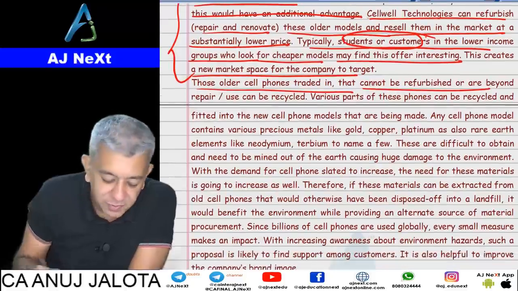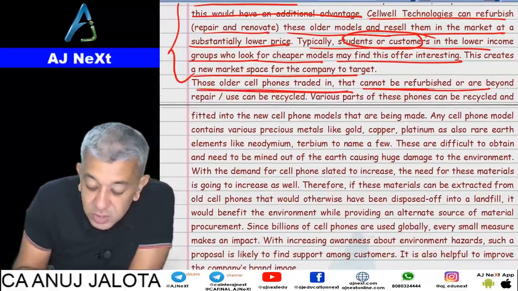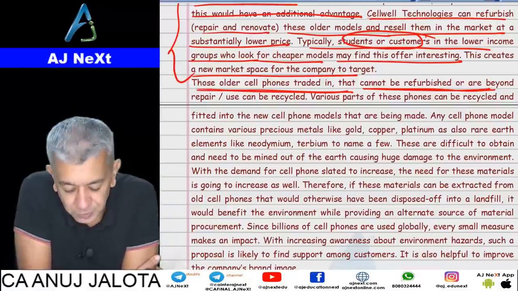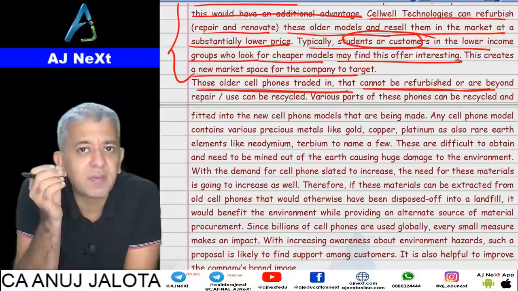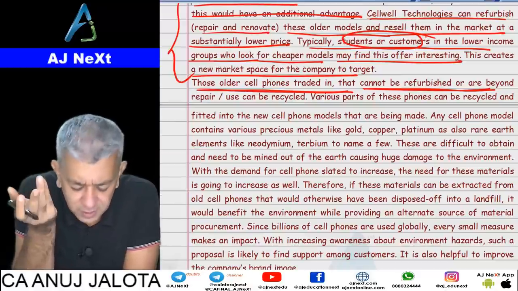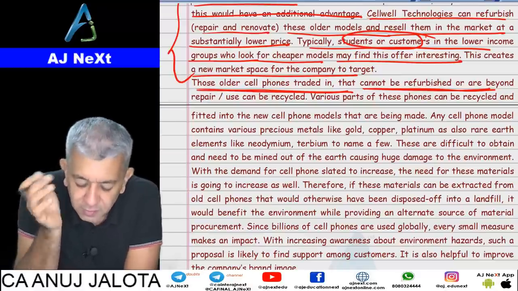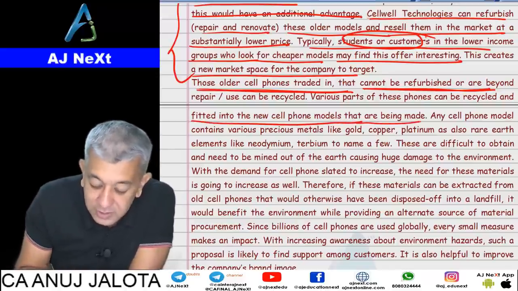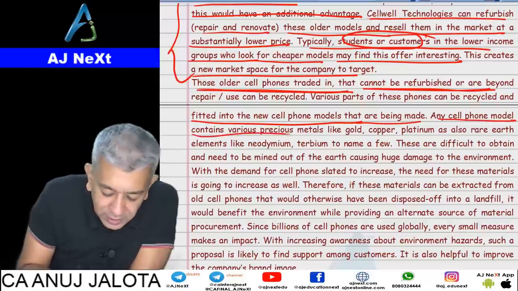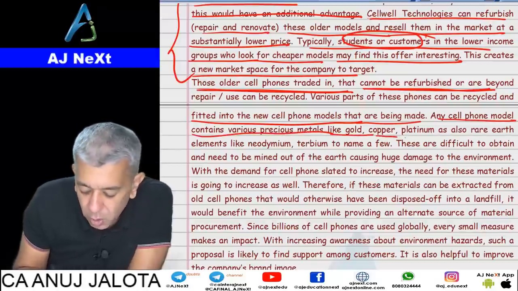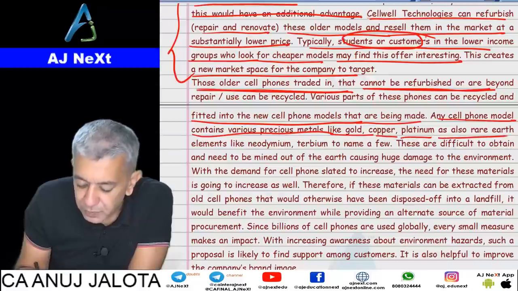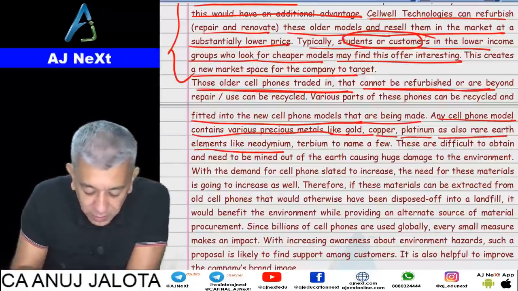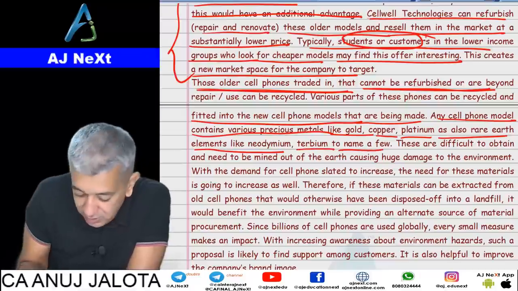Now what these guys are further saying is that older phones traded in which cannot be refurbished or are beyond repair can be recycled. So suppose there are phones which cannot be repaired at all, then in that case what is to be done with them? Various parts of these phones can be recycled and fitted into the new cell phone models that are being made. Any cell phone model contains various precious metals like gold, copper, platinum, as also rare elements like neodymium, terbium, to name a few.